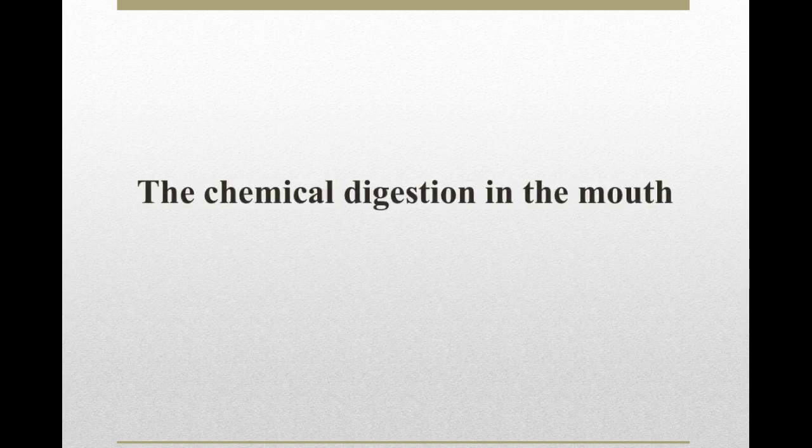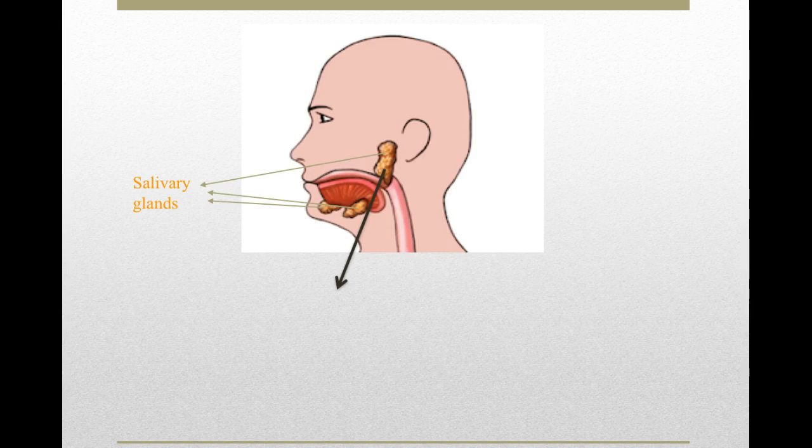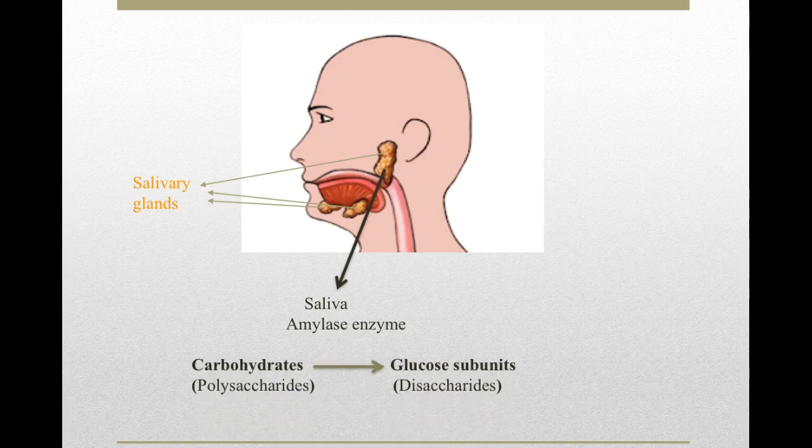The chemical digestion in the mouth. Chemical digestion is carried out by amylase enzyme, which is found in saliva. Amylase enzyme is responsible for breaking down the carbohydrates or polysaccharides into glucose subunits, which is called disaccharides.